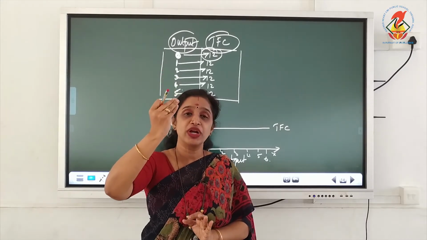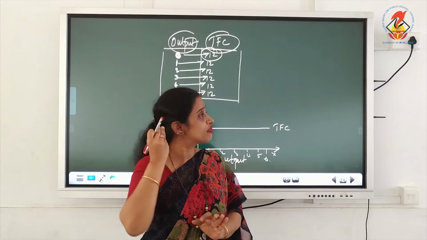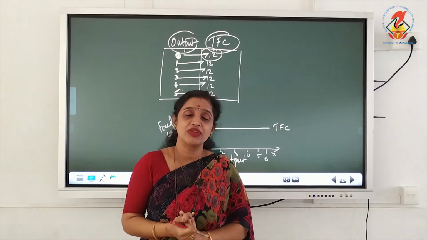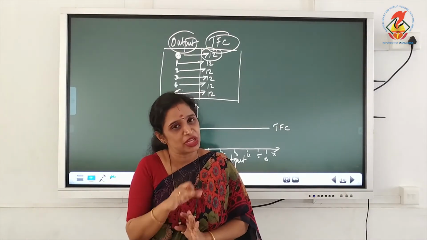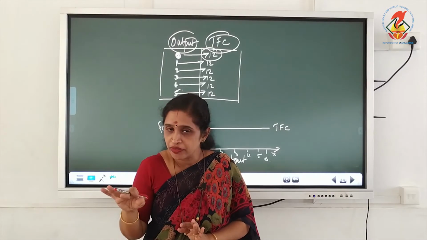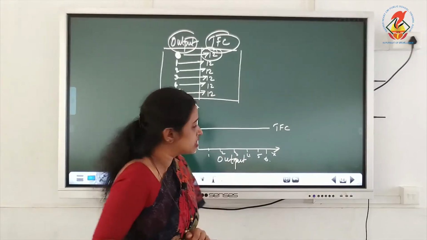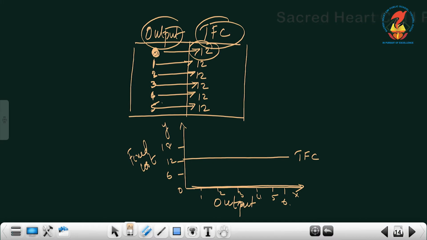Now, from 0 to 1, 1 to 2, 2 to 3, 3 to 4, 4 to 5, for all these levels of output, total fixed cost remains to be the same at 12. Now, based on these values, if you draw a diagram, if you draw a figure, you can see even at first level of output or second level or third level or fourth level or fifth level or sixth level of output, your total fixed cost remains to be at 12. So, what is the conclusion? Total fixed cost is a straight line which is parallel to the x-axis.